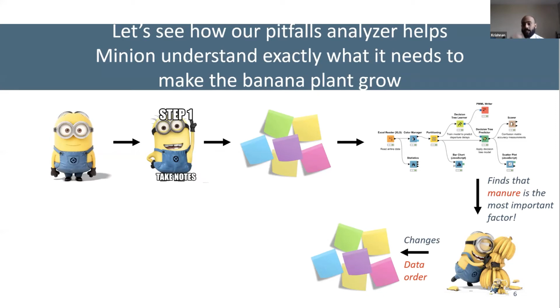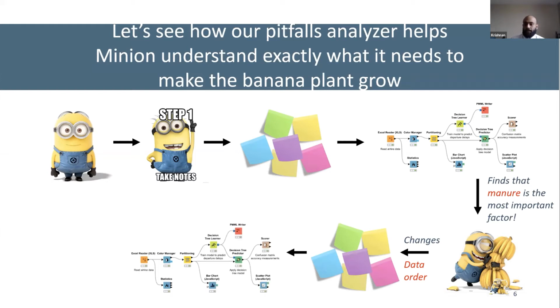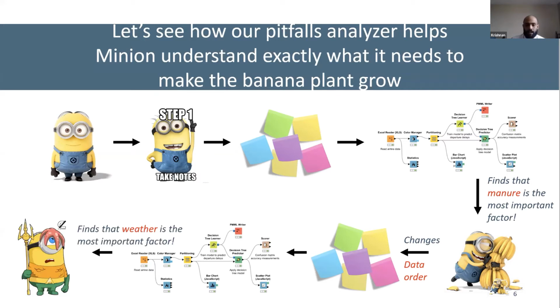So it goes ahead and orders a ton of manure online, say from Amazon. And then it just changes the data order, just to see what happens if it shuffles the data. And it just reruns the pipeline again. And it finds that suddenly weather is the most important factor. And this is not good, right? The Minion just ordered a bunch of manure.